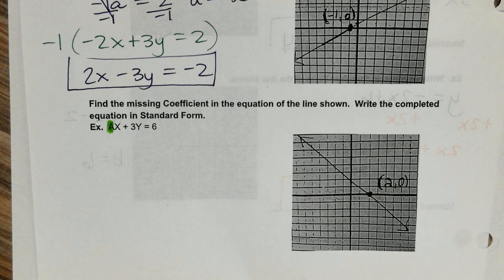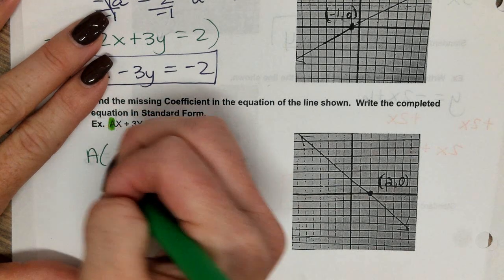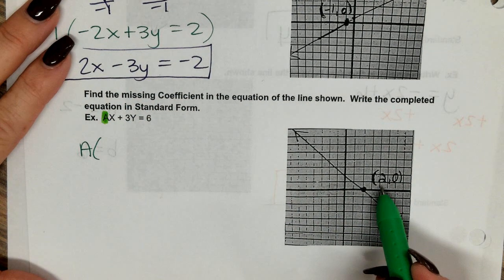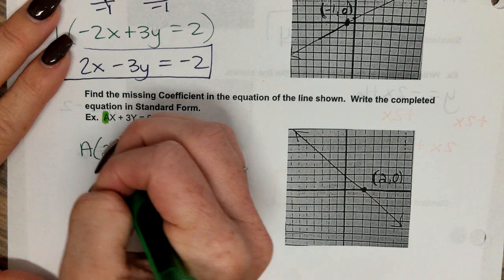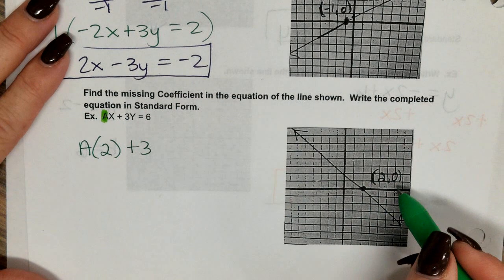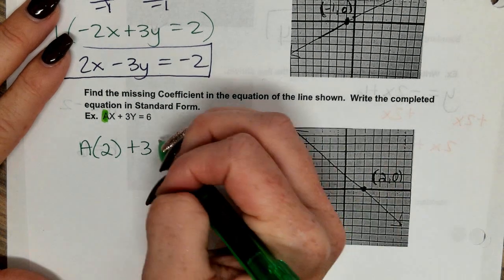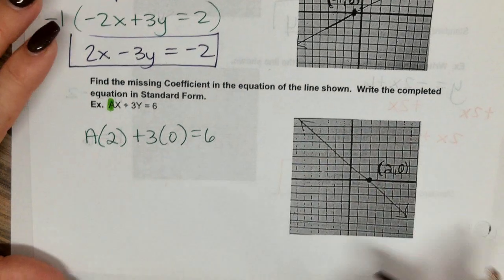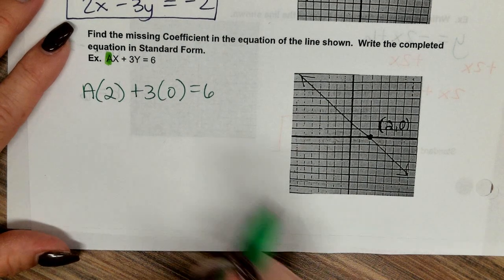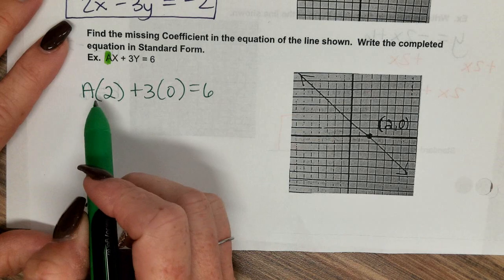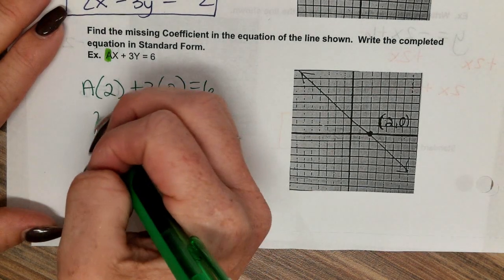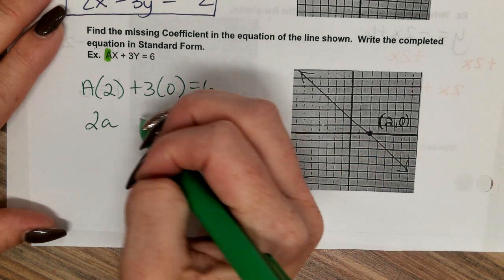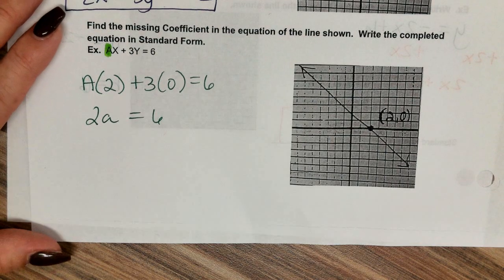So we're going to plug in the value of x and y from a coordinate from the graph. So I have A times x. What's x? 2. Plus 3 times y. What's y? 0 equals 6. And again, you can write this how we're used to writing it, like 2 times A plus 0, which I'm not going to write, equals 6.